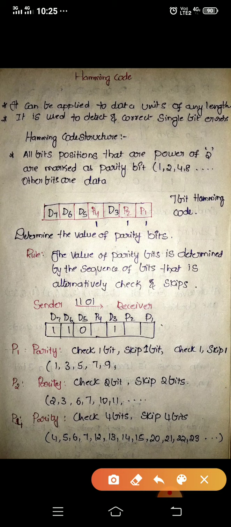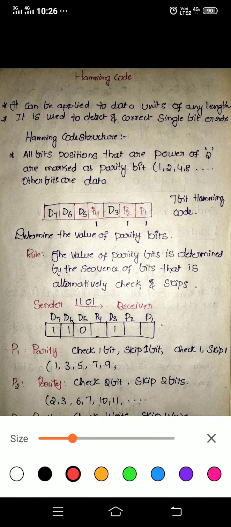For example, we send our information from sender to receiver. I have transmitted the data bits 1101 from sender to receiver. In this, how am I going to recognize P1, P2, P4? For that we have a rule to find out the parity bit. How are we going to find out the parity bit? What is the rule? Just have a look here.